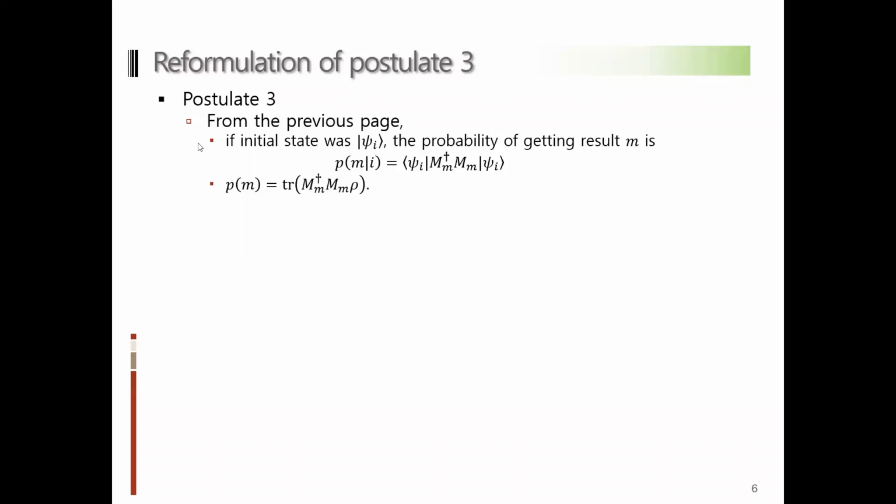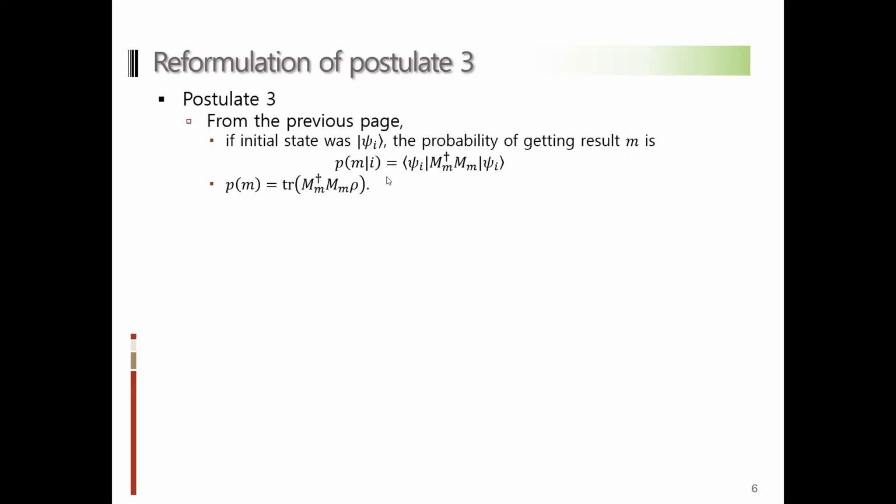On the previous page, what we discussed was only the probability. But now we have to consider the quantum state after the measurement. On the previous page, we calculated the total probability to measure M given some density matrix, and we also calculated the conditional probability to measure value M when our initial state was psi of i. So these are the two formulas.